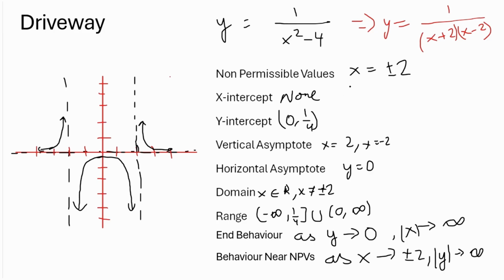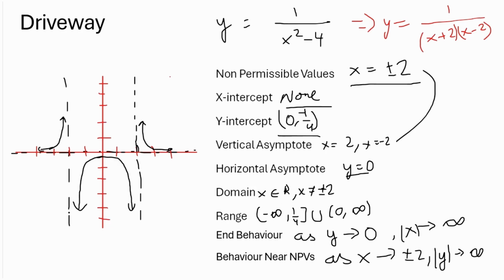Now again, non-permissible values, positive and negative 2, no x-intercept because of our asymptote, y-intercept we just found, negative 1 over 4. Vertical asymptote, same as NPV, horizontal asymptote, k value. Domain is x is all real numbers, and x cannot be positive or negative 2, the NPVs.